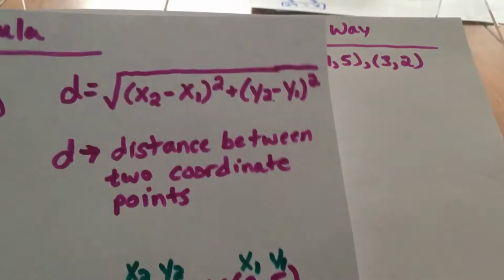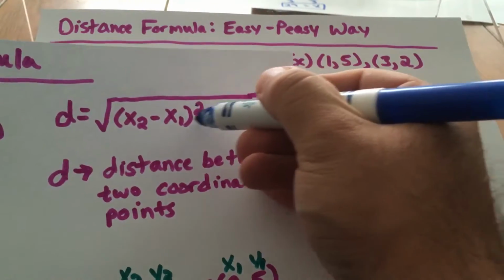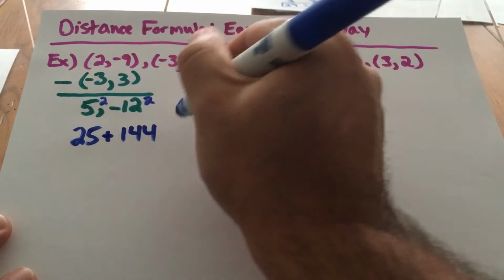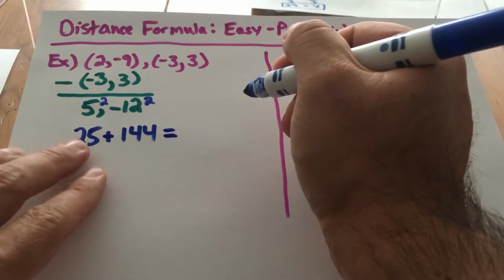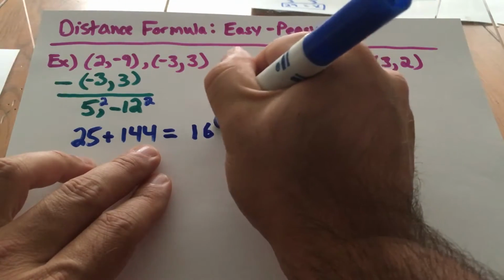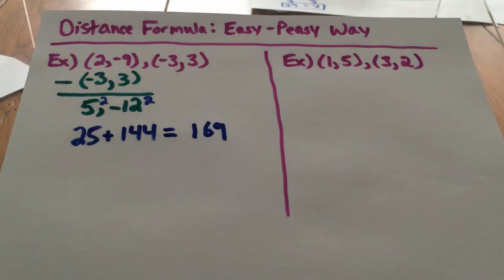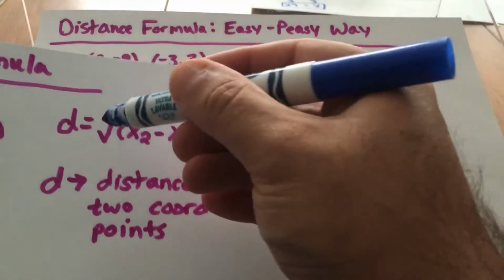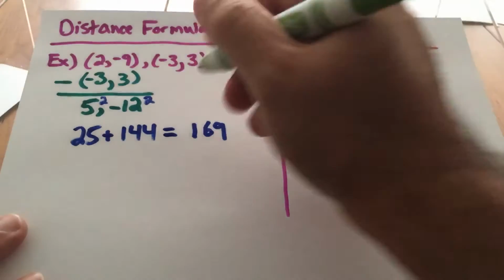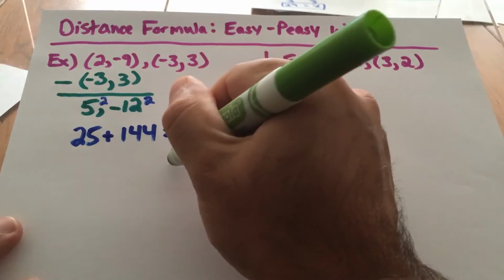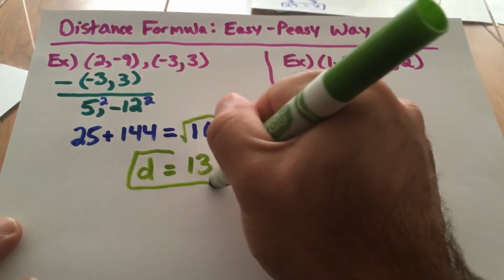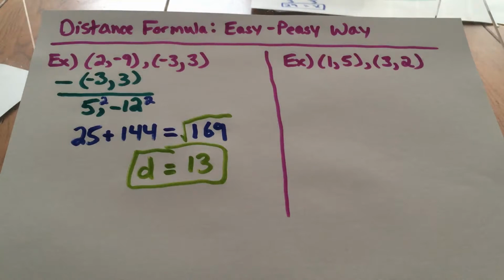And then if you look in the formula, after you square them, you're going to add them together. So we're going to add these two together. 25 plus 144 is going to give us 169. And then after you've done all that, you take the square root of it. So the final step here is to take the square root of 169, which gives us 13. All right. Is that easier?